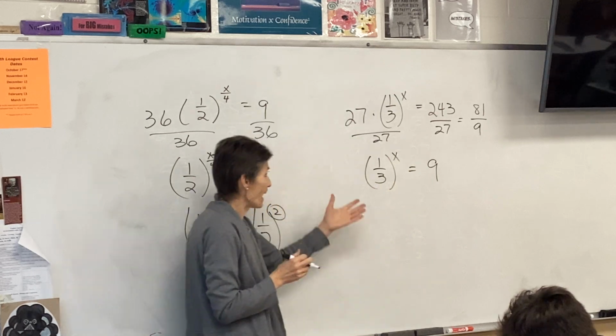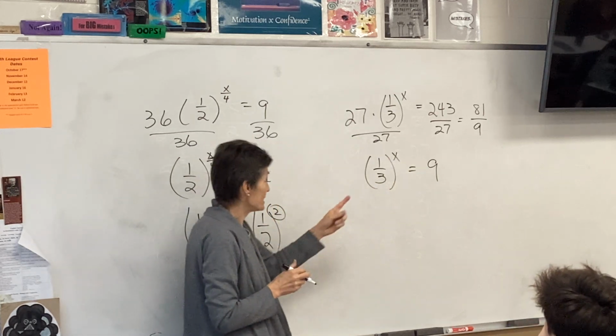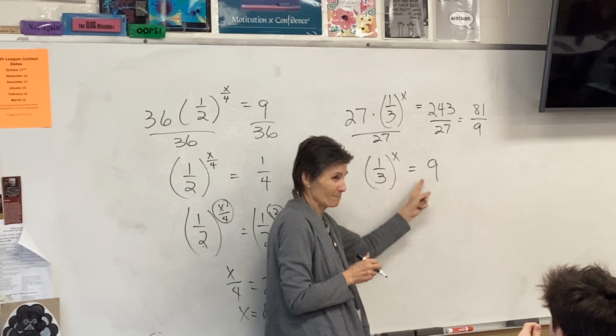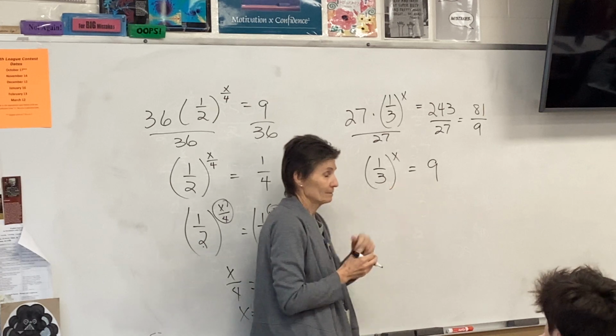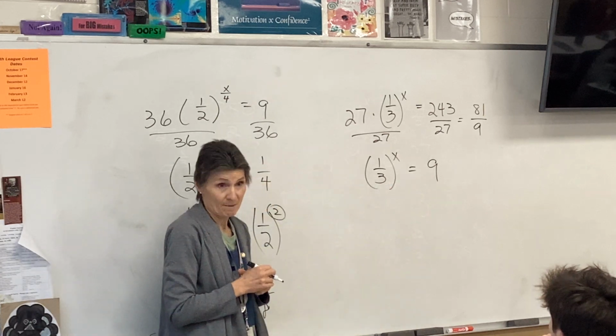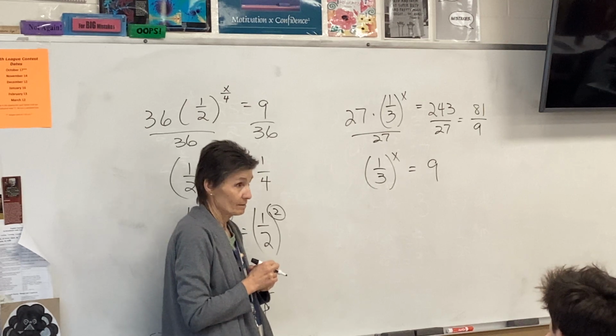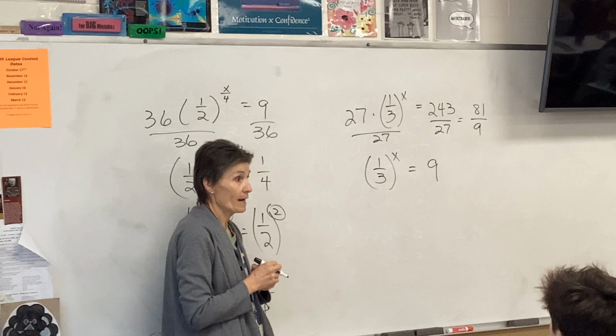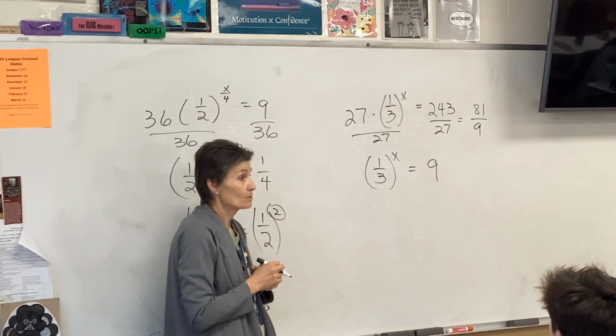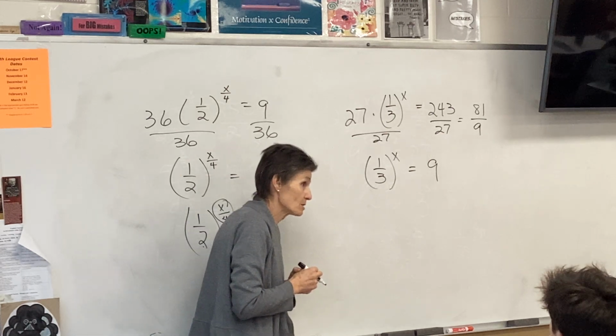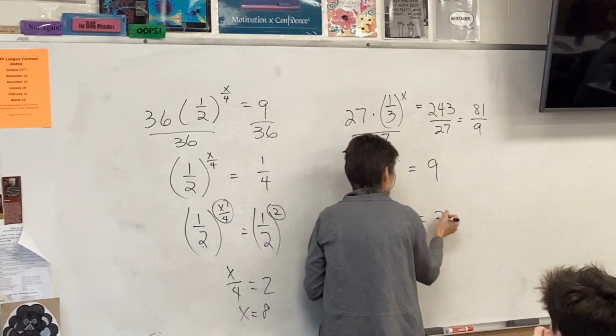So this is what I have now. These are not the same. You need to make them the same. So what do you know about 9? Oh, it's a cube. 9 is 3 times 3, so it's 3 squared. So this is 3 squared.